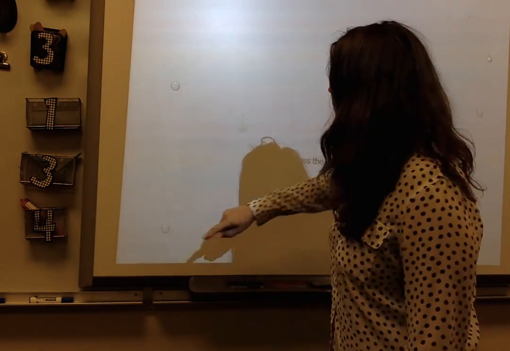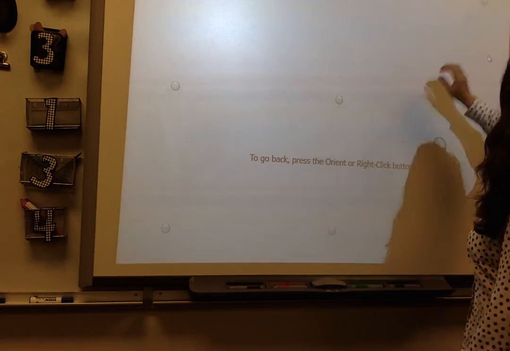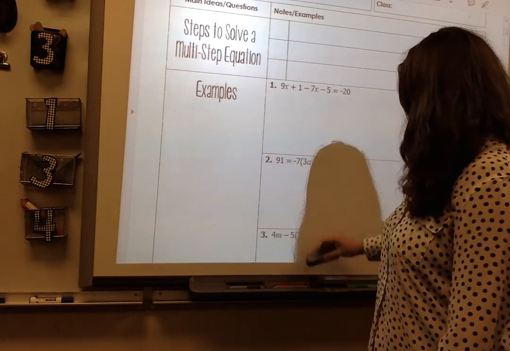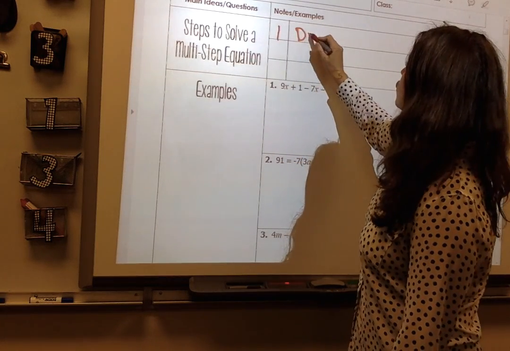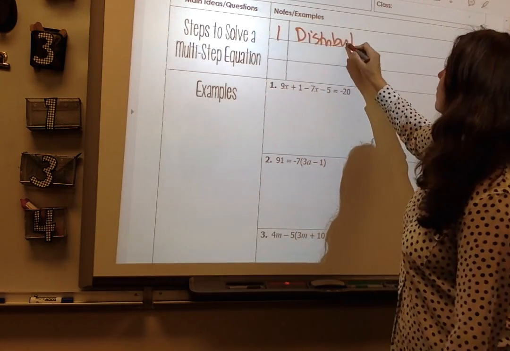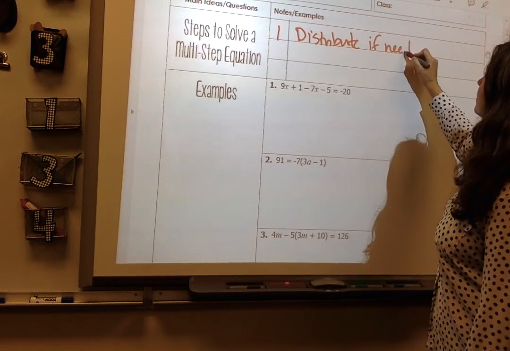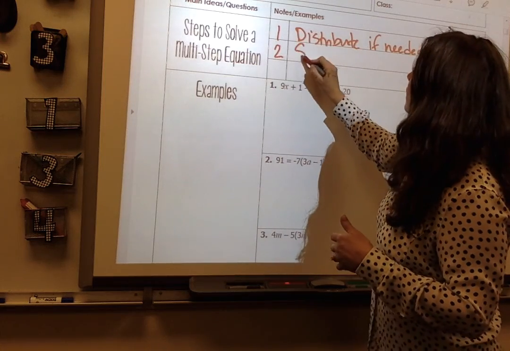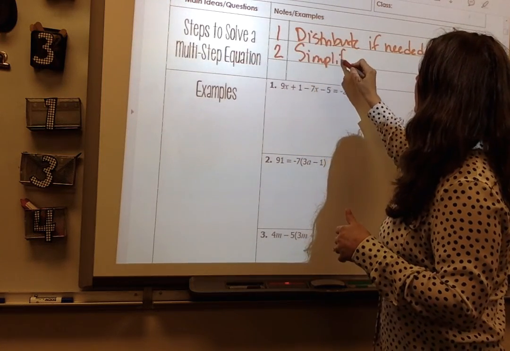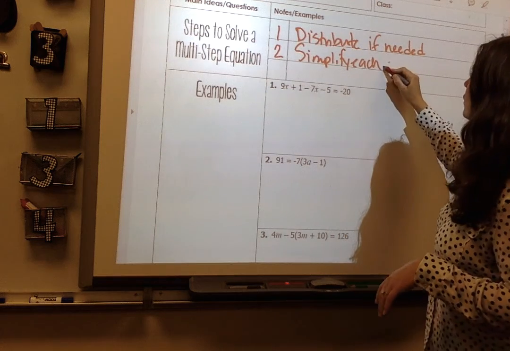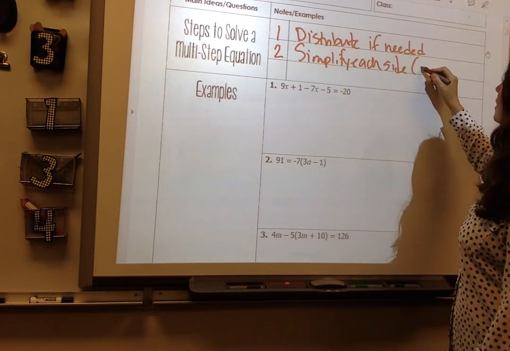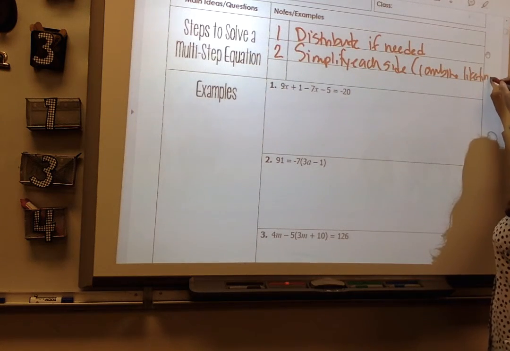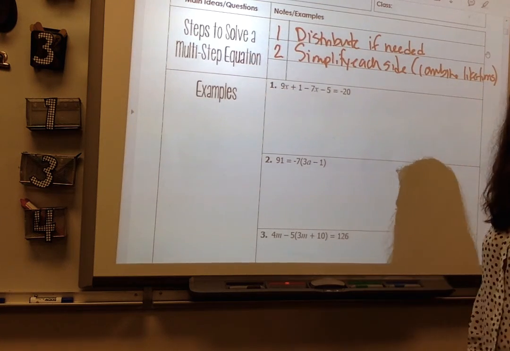Number 1 is we are going to distribute if we need to. So step 1 is we're going to distribute if needed. Step 2 is we're going to simplify. Simplify each side of the equation, which means combine like terms. That's what it means to simplify, and of course you already know that.